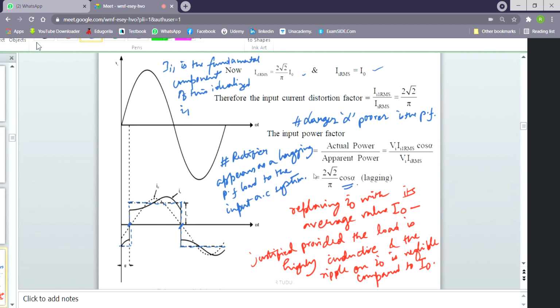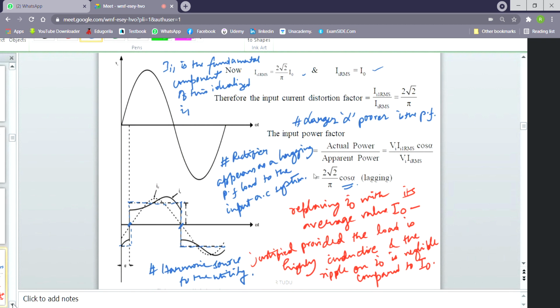Okay, so because of the presence of a significant amount of harmonic current in the input current, the rectifier will also appear as a harmonic source to the utility. Okay, so this is our continuous conduction mode of operation.